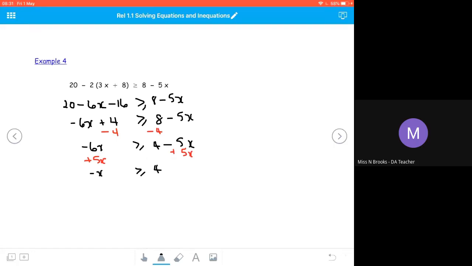Now remember, we need a positive x term, so we're going to divide by negative 1. And remember, we have to change the sign, so it's x is less than or equal to negative 4. And we could try some values and substitute it in order to make sure that our x is less than or equal to negative 4 solution is true.